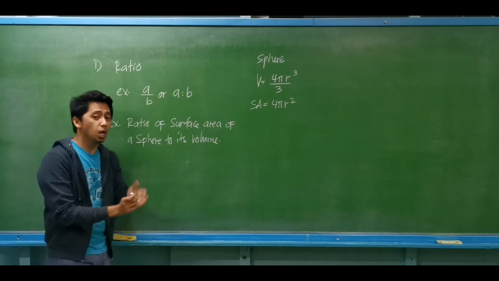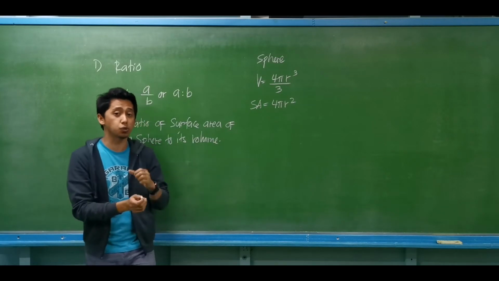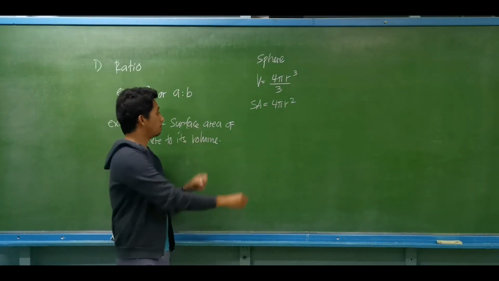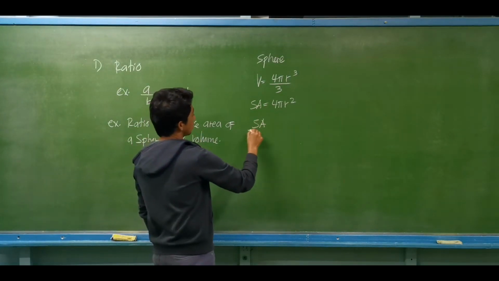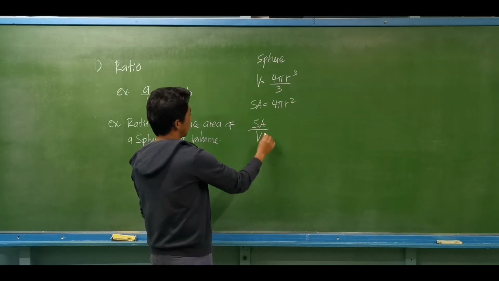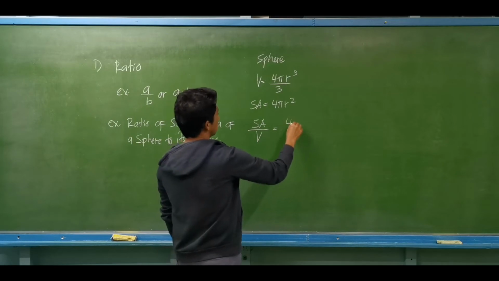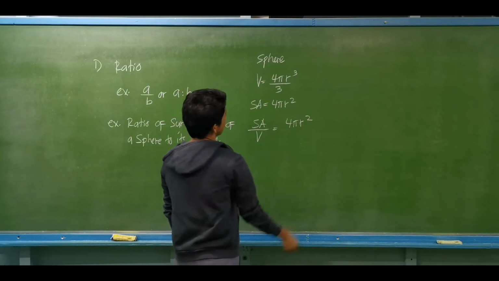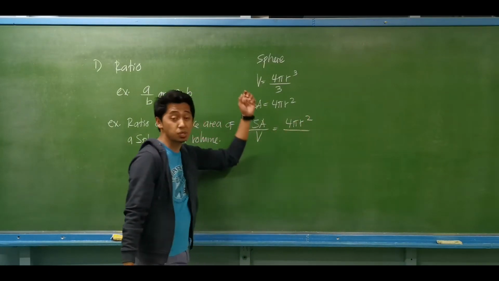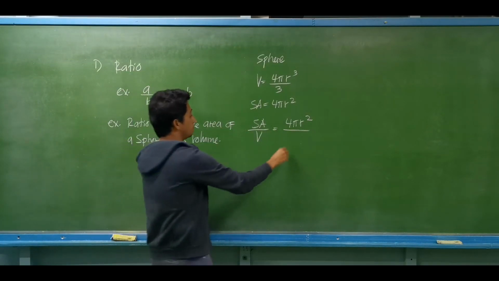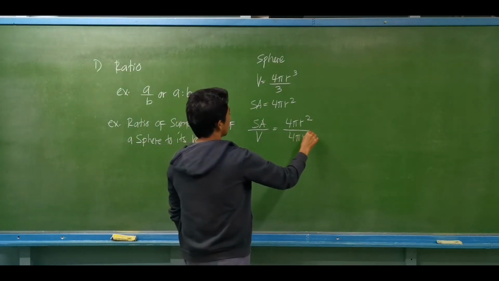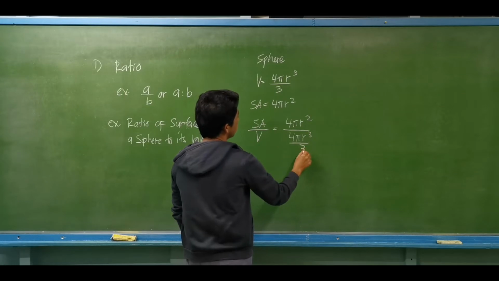Basically, if we say ratio, we are just to express the quotient of the two. So we have surface area is to the volume of the sphere. What is our surface area? We have that as 4 pi the radius squared. This is divided by the equivalent of the volume, which is 4 pi the radius cubed, divided by 3.